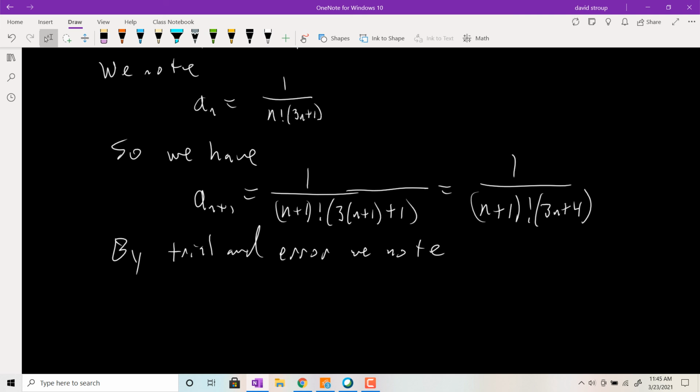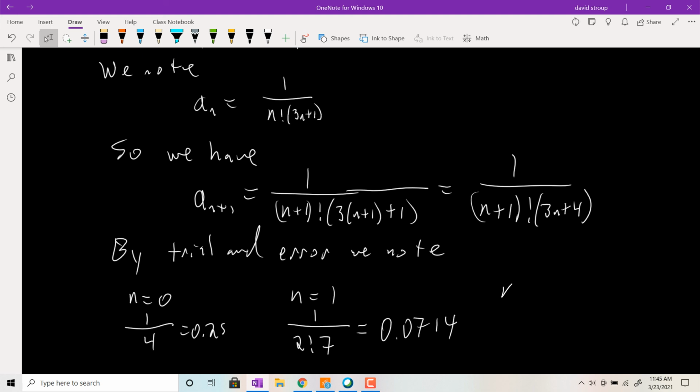we note n equaling 0 gives us 1 all over 1 factorial, which is 1, times 4, so 0.25. That's not good enough. n equals 1 gives us 1 all over 2 factorial times 7, which will be 1/14, which will be 0.0714-ish, which is not good enough. n is 2 gives us 1 all over 3 factorial, 6, times 10. So it's 1/60th, which is 0.016 repeating.